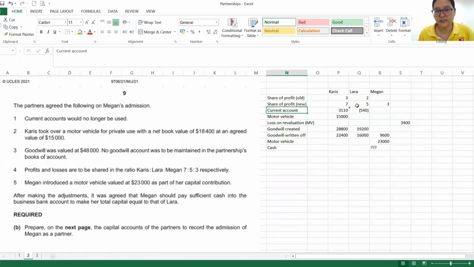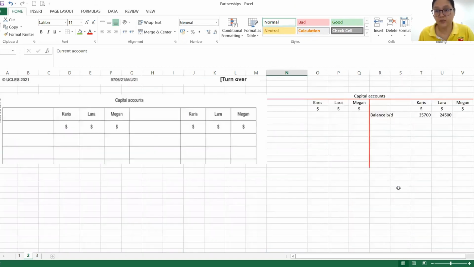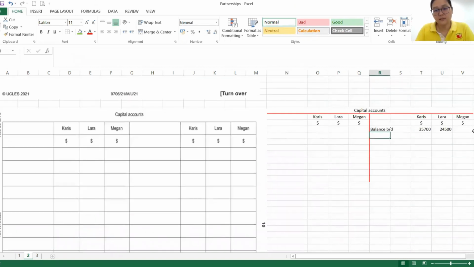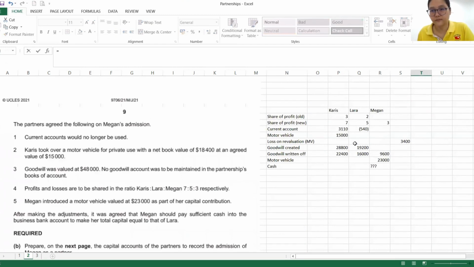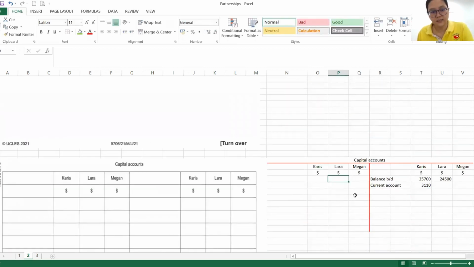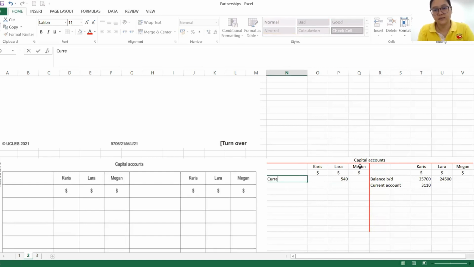The question says to transfer the current account, because you see that it is no longer used. So we need to close the account. The double entry is debit current account, credit capital. So this is a current account. How much is the current account? 3110. And then here is 540 because it's a debit. So current account.